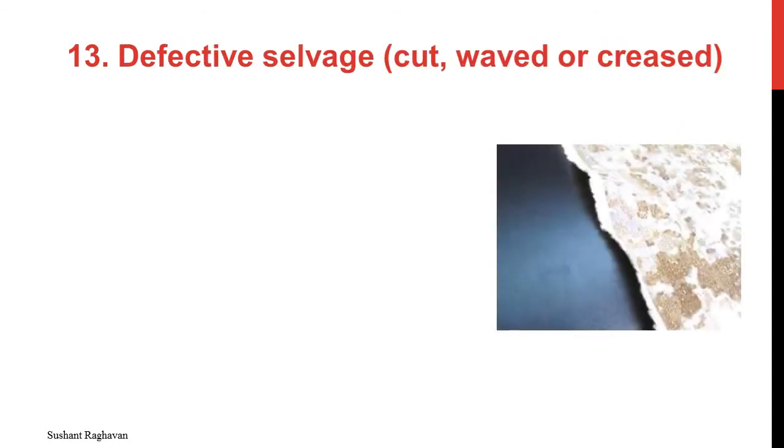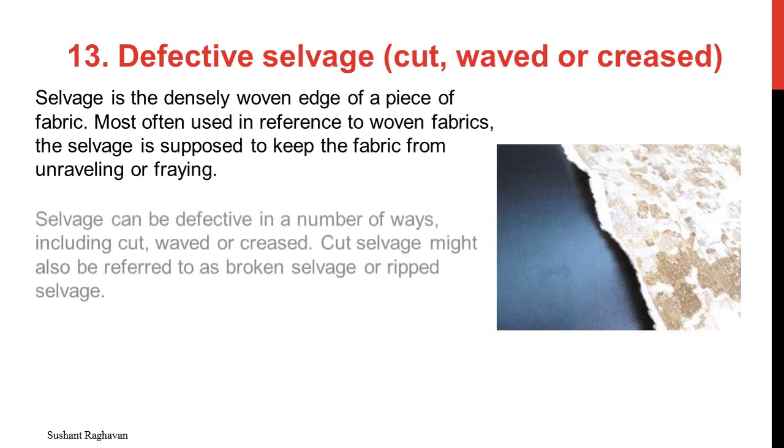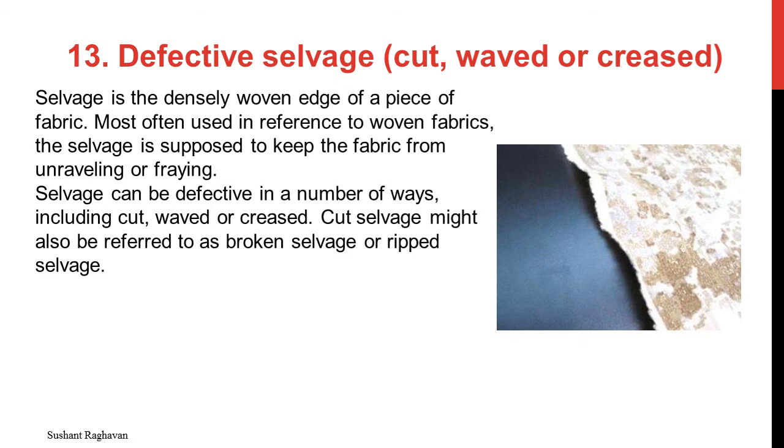Defective selvage: cut, waved or creased. Selvage is the densely woven edge of a piece of fabric, most often used in reference to woven fabrics. The selvage is supposed to keep the fabric from unraveling or fraying. Selvage can be defective in a number of ways, including cut, waved or creased. Cut selvage might also be referred to as broken selvage or ripped selvage.